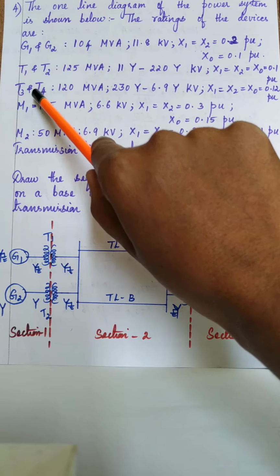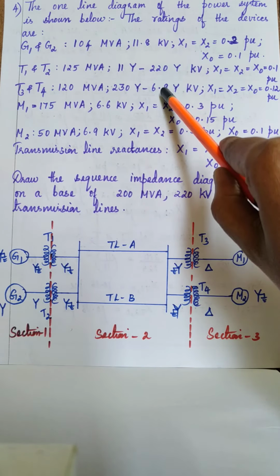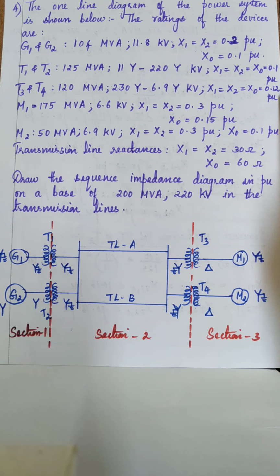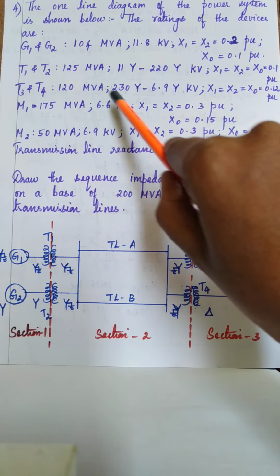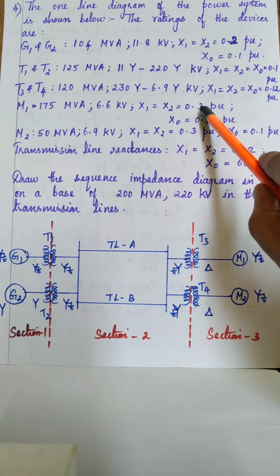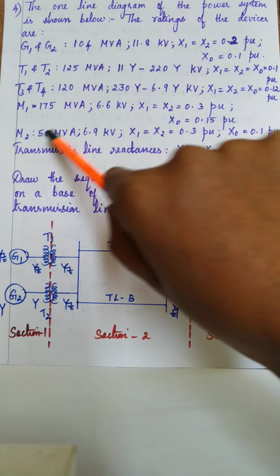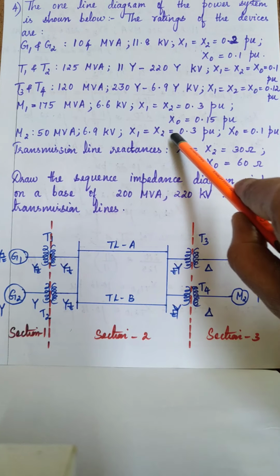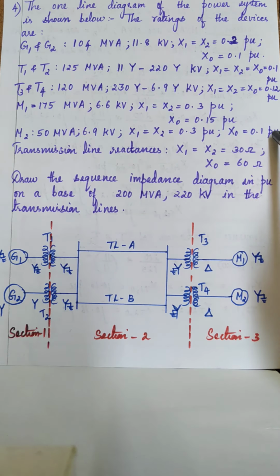For both the transformers T3 and T4, 120 MVA, 230 Δ/6.9 kV, positive, negative and zero sequence reactances are 0.12 per unit. For motor 1, 175 MVA, 6.6 kV, positive and negative sequence reactance are the same, 0.3 per unit. Zero sequence reactance is 0.15 per unit. For motor 2, 50 MVA, 6.9 kV, positive and negative sequence reactance 0.3, zero sequence reactance 0.1.